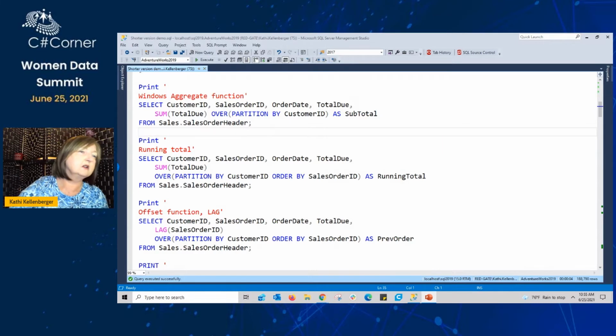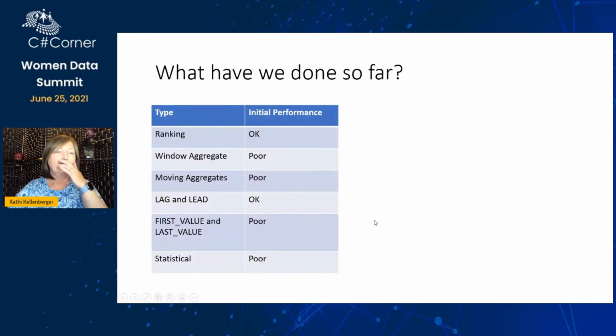Go back to the slides and just take a look at all the different types. And what I've done is I have marked poor performance where we see those big statistic IO numbers, where we see the high numbers of logical reads. We have okay performance on ranking, lag and lead, actually only those two. The other ones we are seeing a high number of logical reads. These are really small tables, so it's hard to see the performance difference, but if you were working with a very large table, you would see it right away.